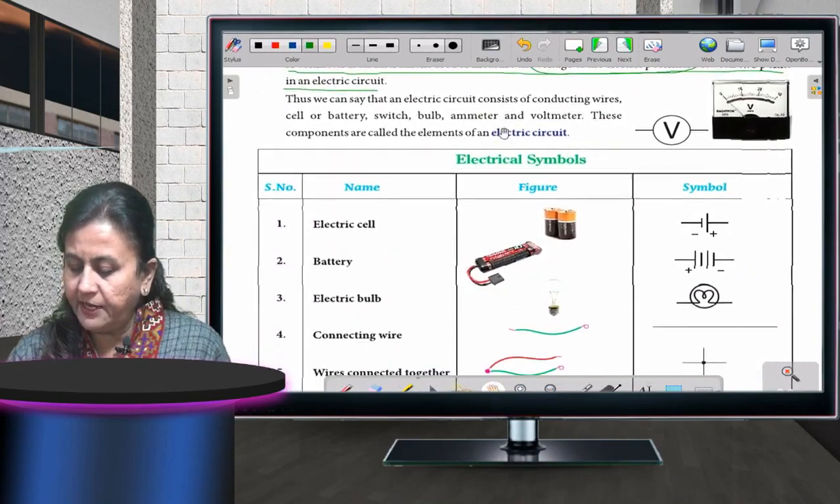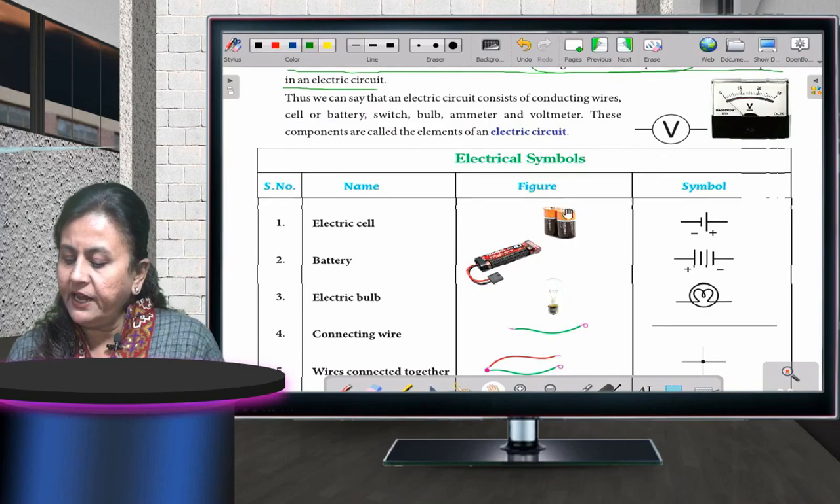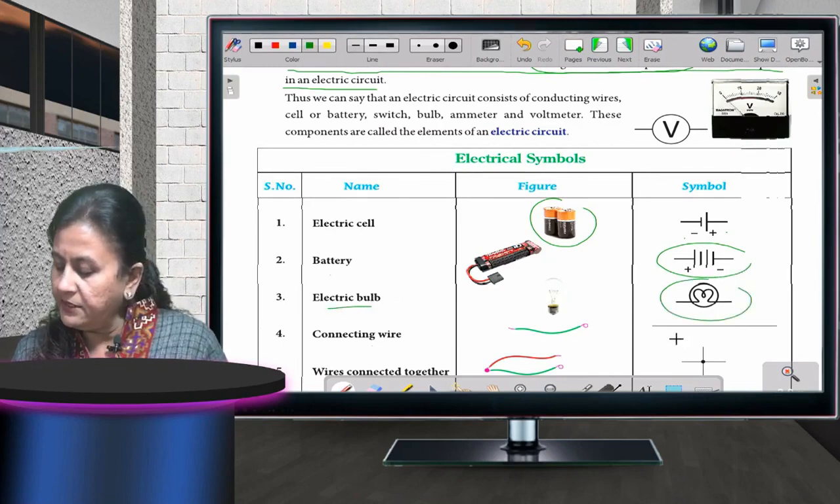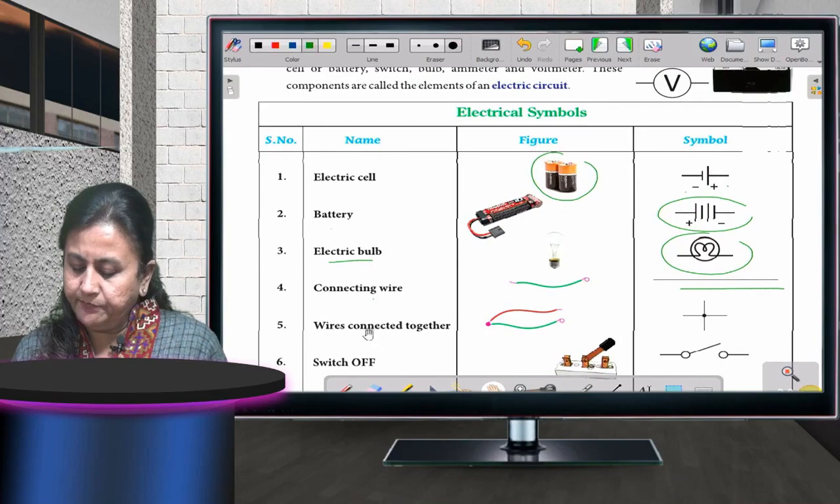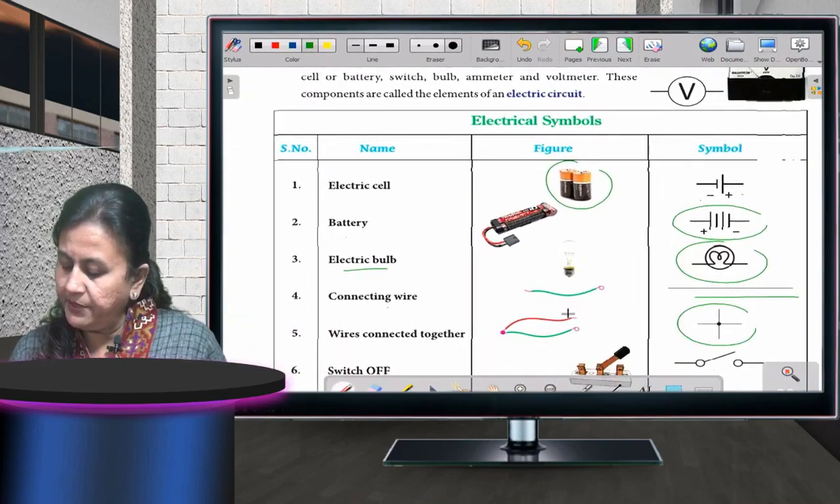Now I'll tell you about the symbols. Different symbols are there. Whenever we are drawing the electric circuit, we are not drawing the actual components every time. How do we denote cells? By this symbol. This is the positive terminal and this is the negative terminal. A battery is represented this way, an electric bulb in this way, and connecting wires this way. Then in case we connect wires together, this is the way we represent it.